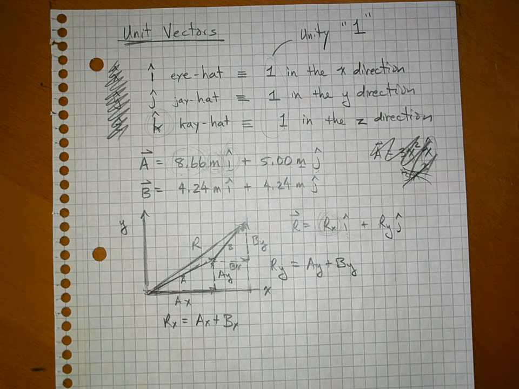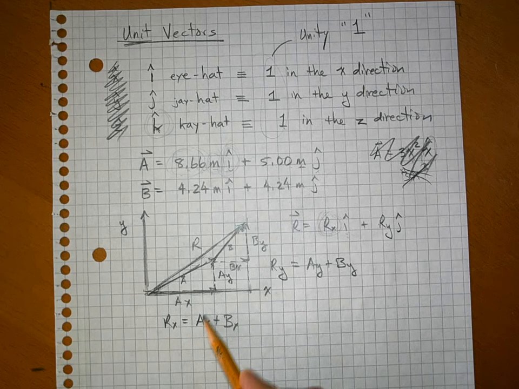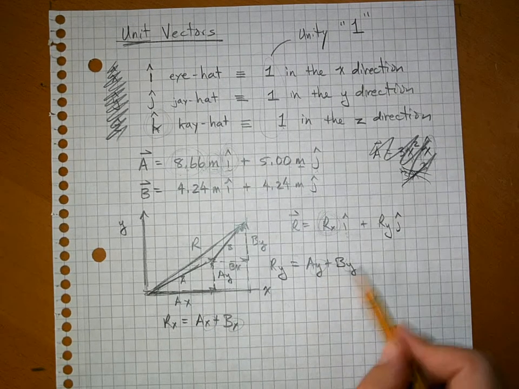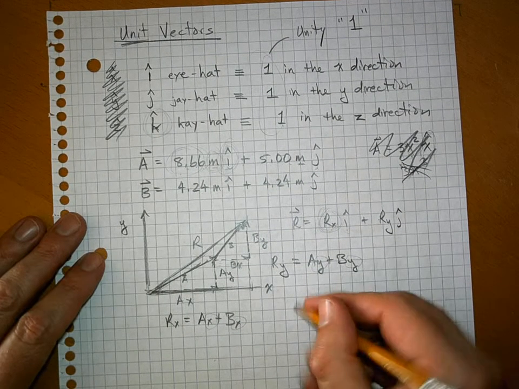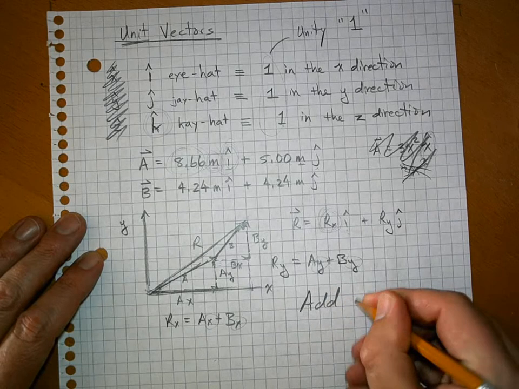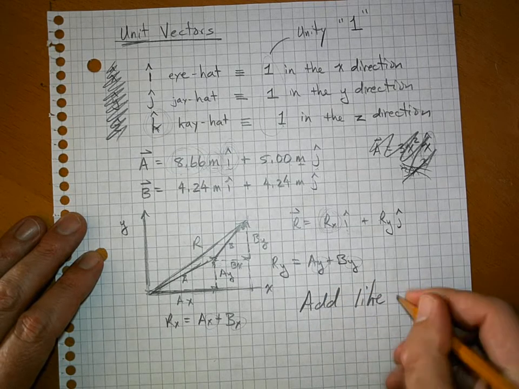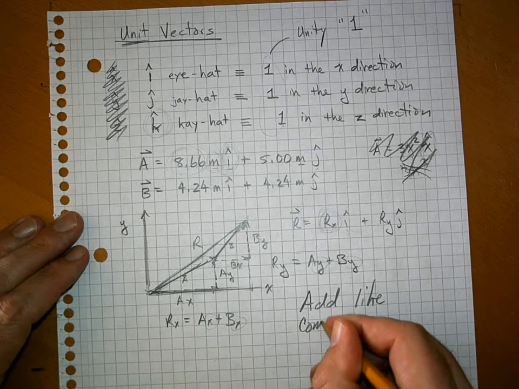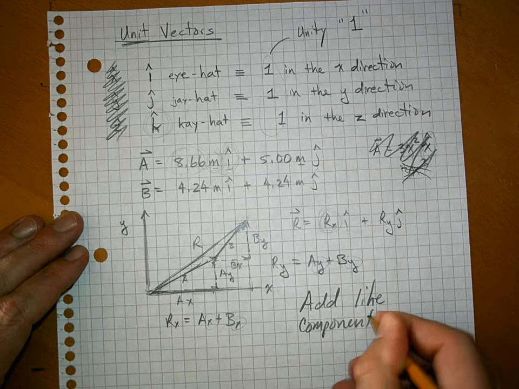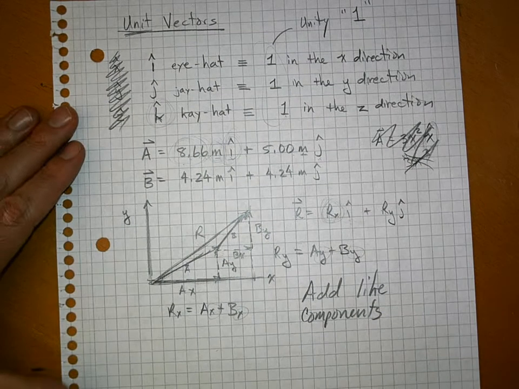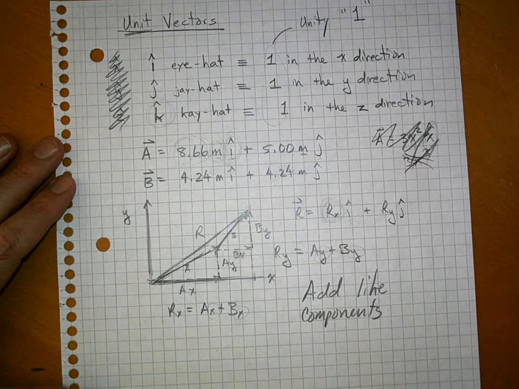And so what are we doing? We're adding like components. So when you add vectors together, you add like components. Okay, so let's do that. Well, I've got it set up here, so look.